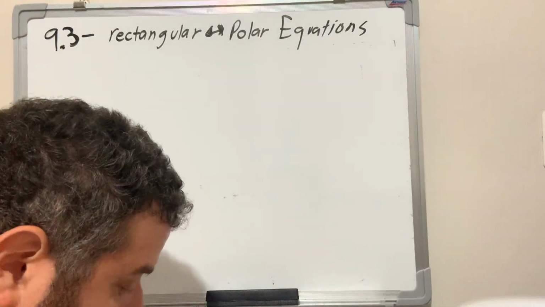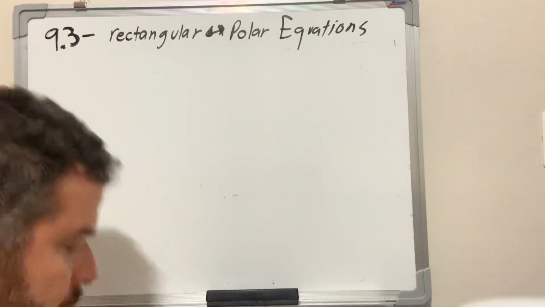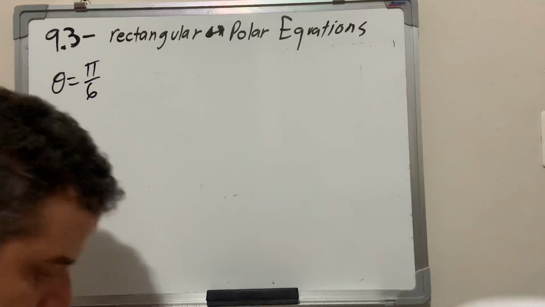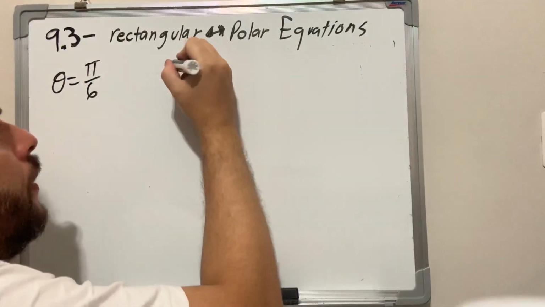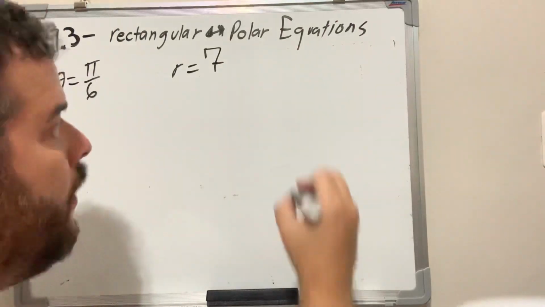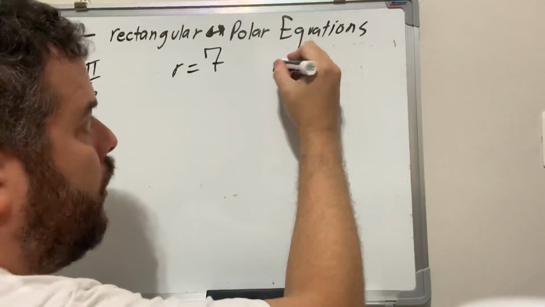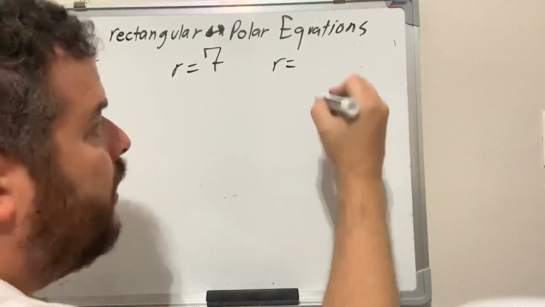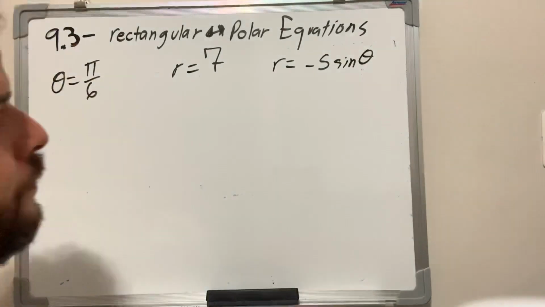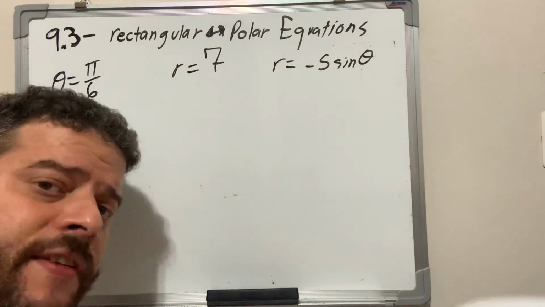And notice in example 5, I'm given A, B, and C. Let's go over every single one. That's A. This is B. And C is the following. R equals -5 sine theta. Again, let's go over each and every single one.